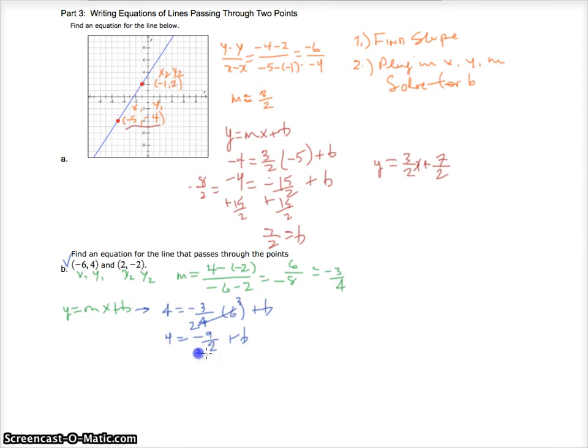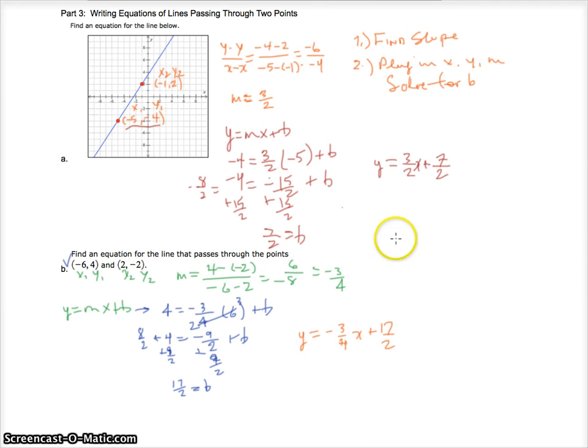I'm going to add 9/2 to both sides. This I need to be over 2, so I'm going to multiply by 2 over 2 and get 8 over 2. 8 plus 9 is 17 over 2. So now I can go write my equation in slope-intercept form. y equals negative 3/4 x plus 17 over 2.